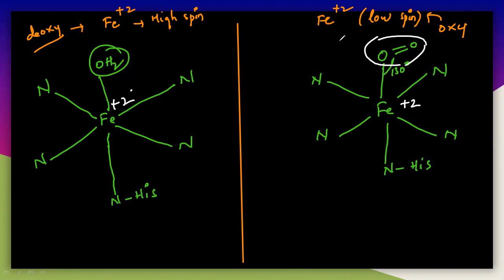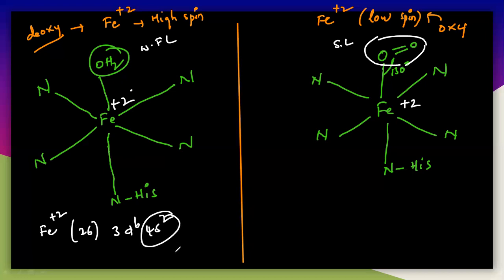Oxygen is a strong field ligand, and you know that water is a weak field ligand, which you have already studied in the coordination chapter. So what happens here? Iron is Fe+2. What is the electronic configuration of Fe? With atomic number 26, it is 3d6 4s2. For +2 we remove the 4s2, so the remaining configuration is 3d6. So Fe+2 is nothing but 3d6.